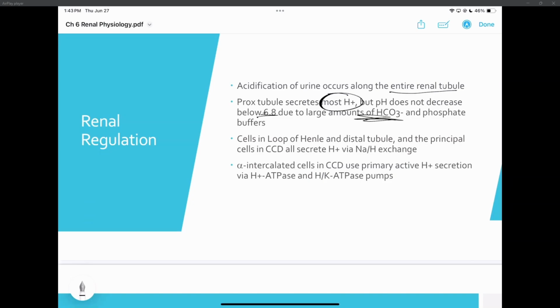Cells in the loop of Henle, distal tubule, and our principal cells in the common collecting duct all secrete hydrogen via that sodium hydrogen exchanger. So again, if we're adding hydrogen to the tubule fluid, we're making it more acidic. So we're acidifying the urine along the entire length. Anytime we can add a hydrogen or an acid, we're acidifying the urine. Remember, we don't like acidic blood. We prefer to be more alkaline. Things work better in our body in a more alkaline environment.